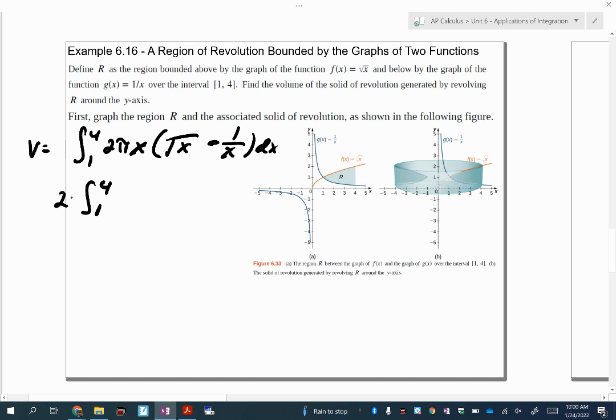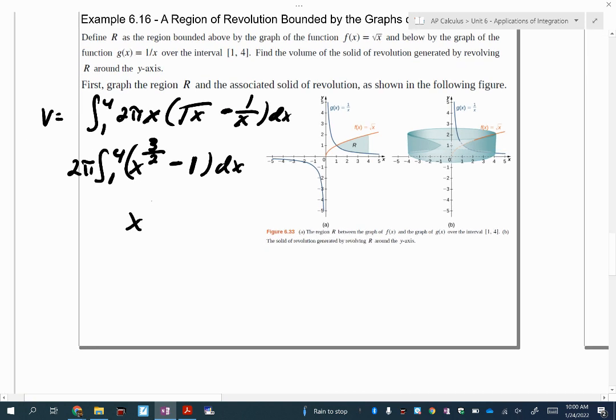So we have 2 pi coming out front. We've got x times the square root of x, which we did earlier with y. So x to the first power times x to the 1/2 power is x to the 3/2 power. And then x times 1 over x is actually just going to be 1. So we integrate, we get x to the 5/2 power times 2/5 minus x, evaluated at 4 and 1.